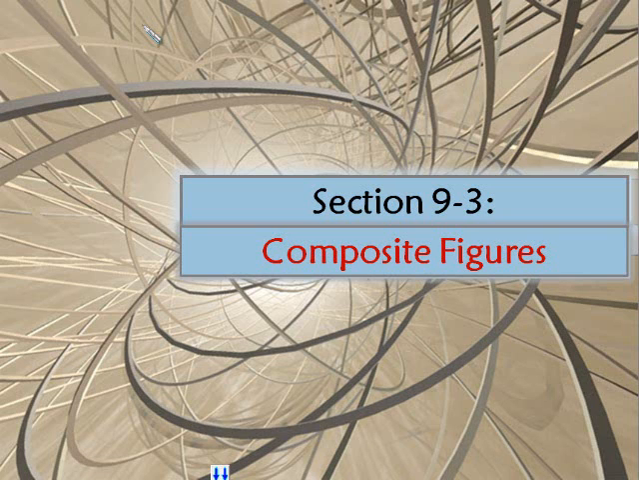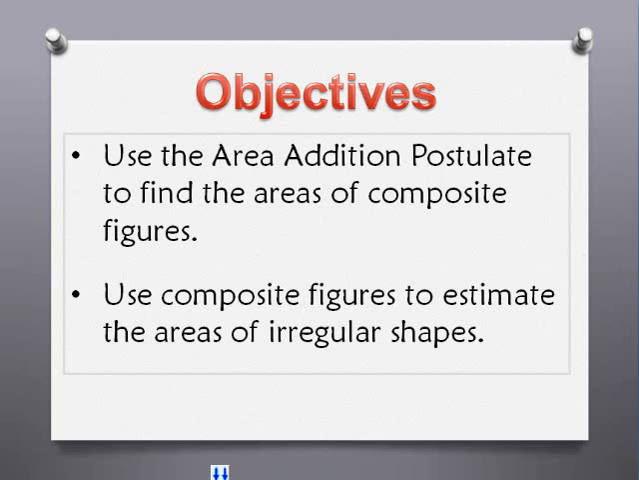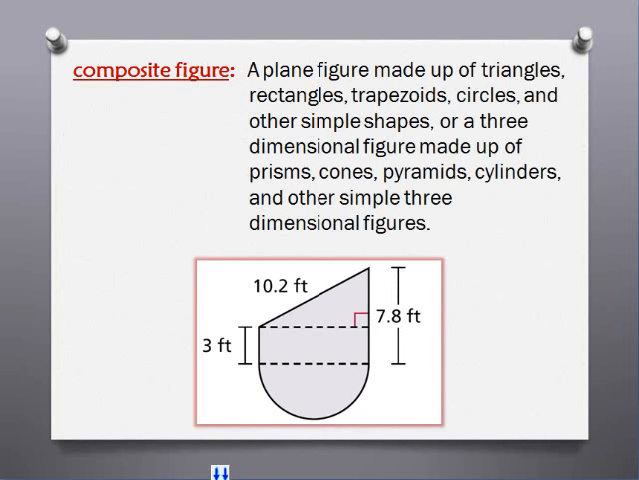Section 9-3, Composite Figures. The objectives of this lesson will be to use the area addition postulate to find the areas of composite figures and to use composite figures to estimate the areas of irregular shapes. Okay, let's go ahead and define a composite figure.